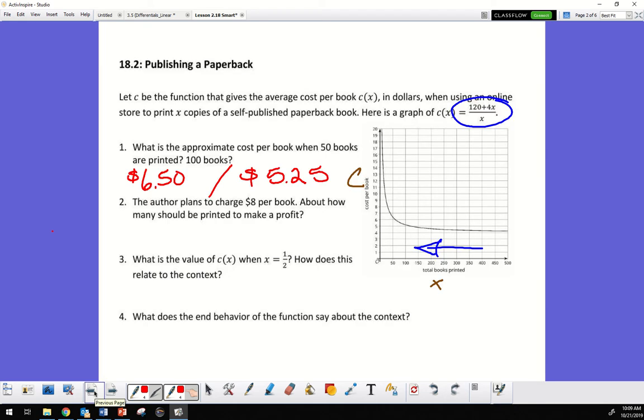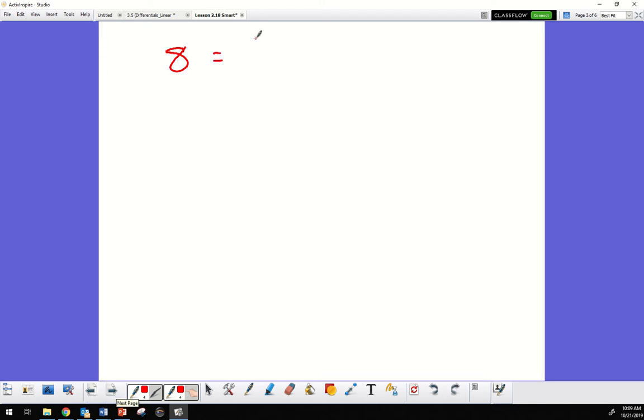What was the function? Do you remember what the function was at the top? 120, yeah. Plus 4x over x. There we go.